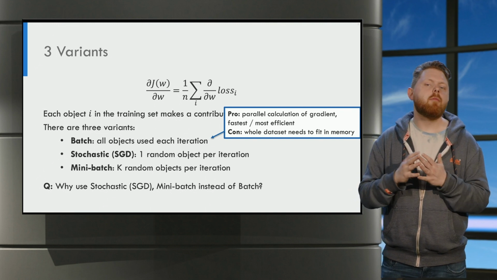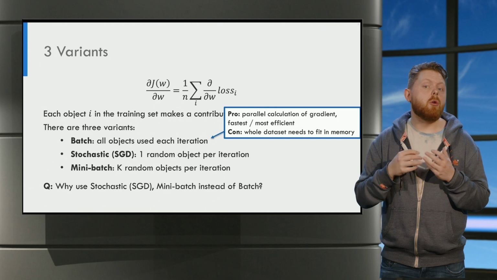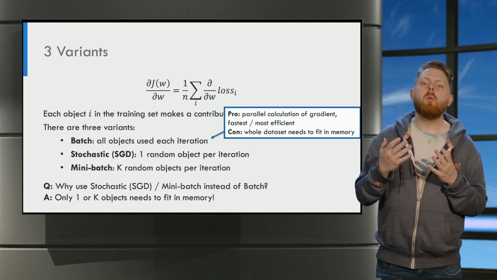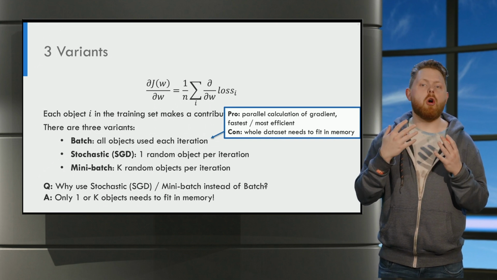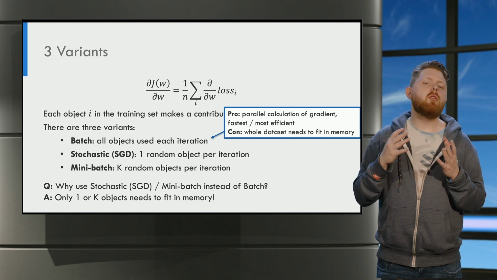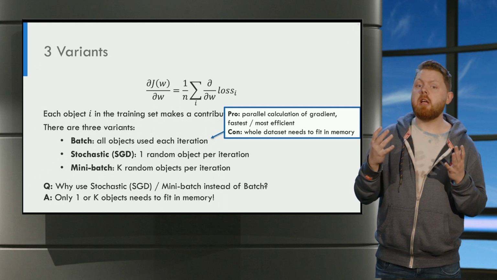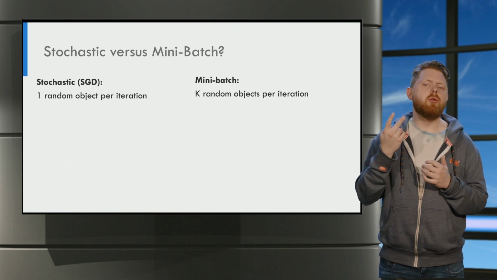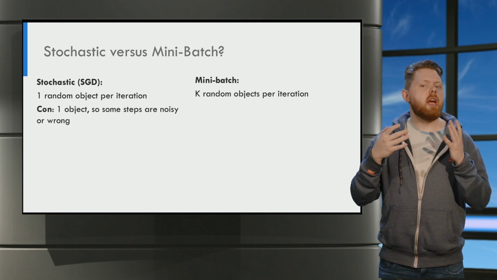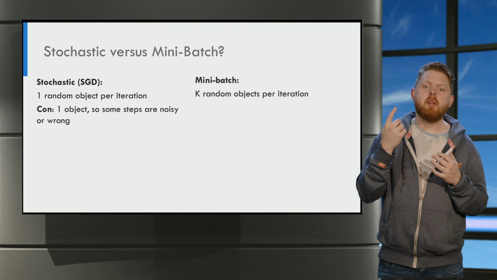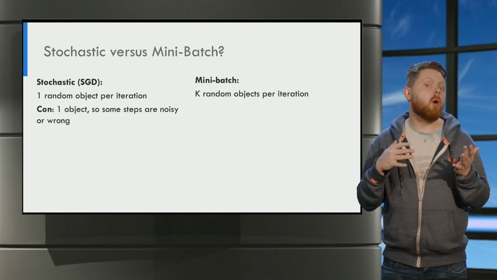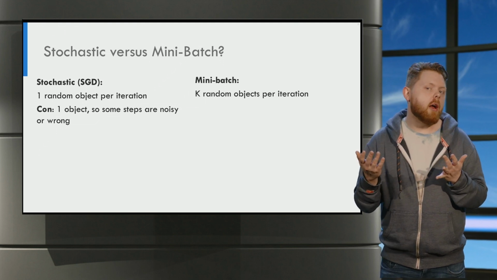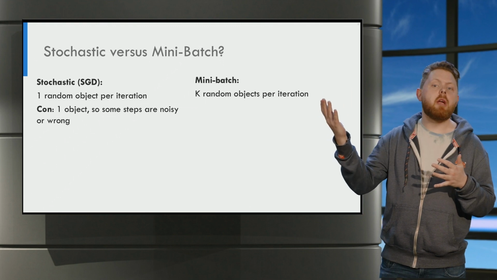Okay, welcome back. The answer is that it all has to do with memory. With SGD or mini batch, we only need to fit one or k objects into memory. So that is why people often use stochastic or mini batch gradient descent in practice. How to decide between these two? Well, since SGD only uses a single object, some updates can be very noisy or wrong. Imagine the object that you are using is an outlier, then your whole update might be in the wrong direction.